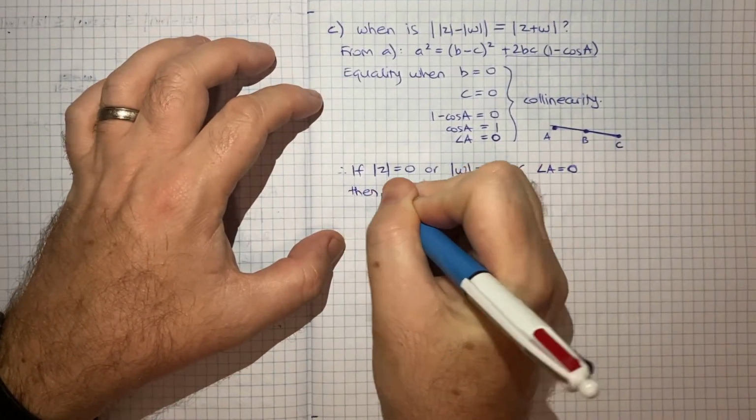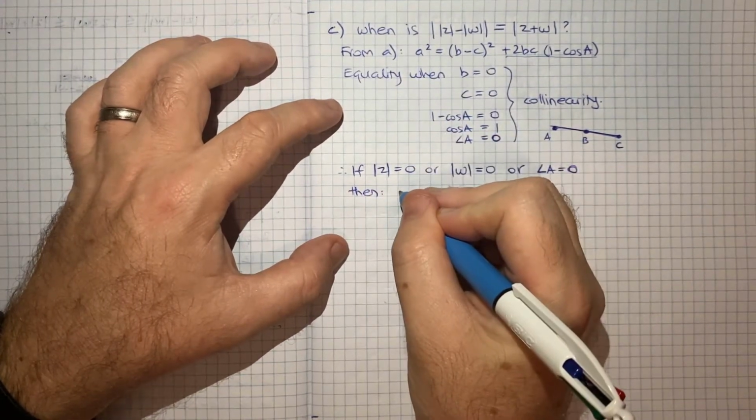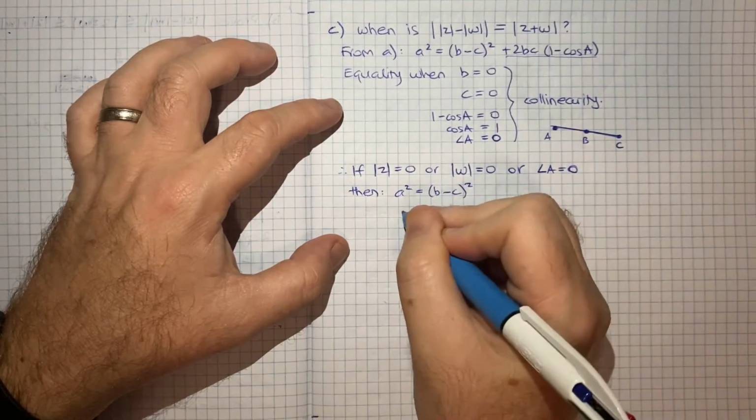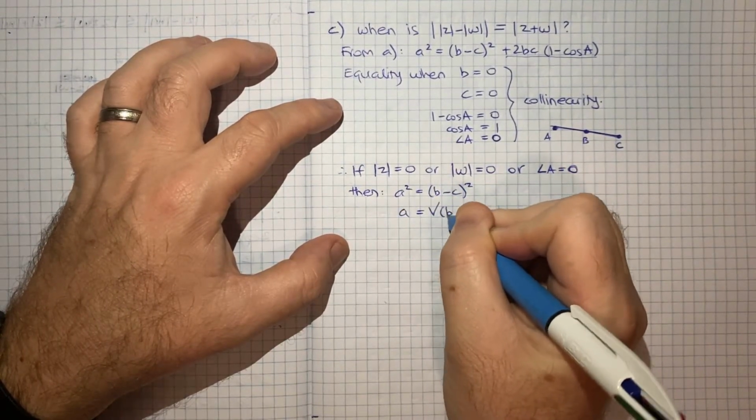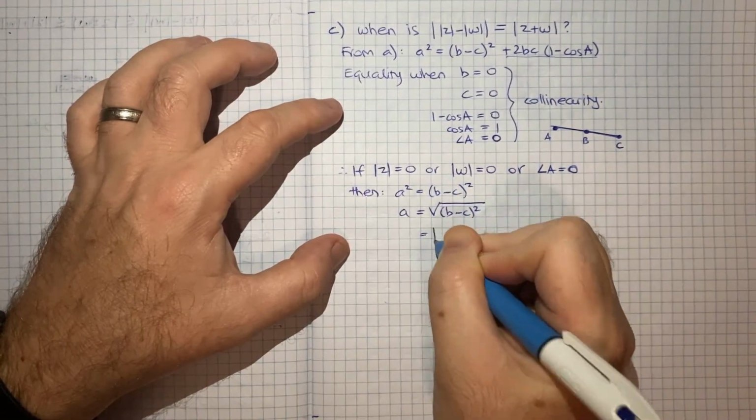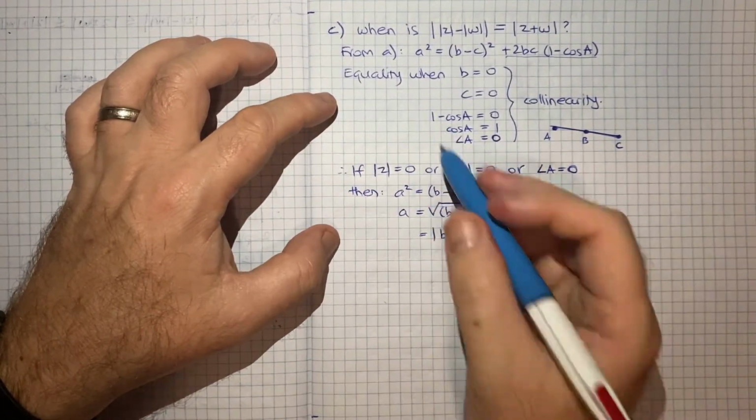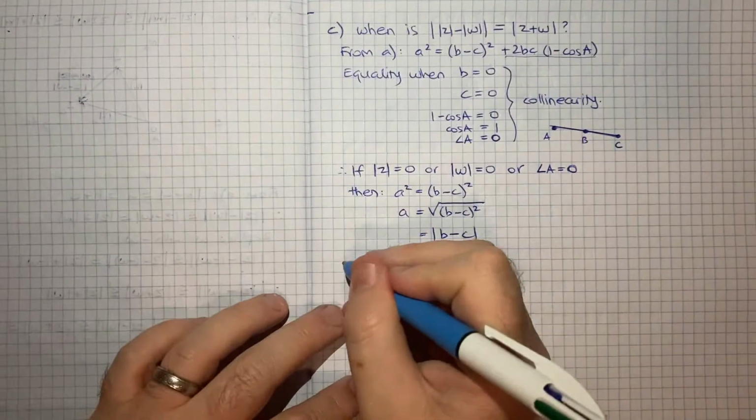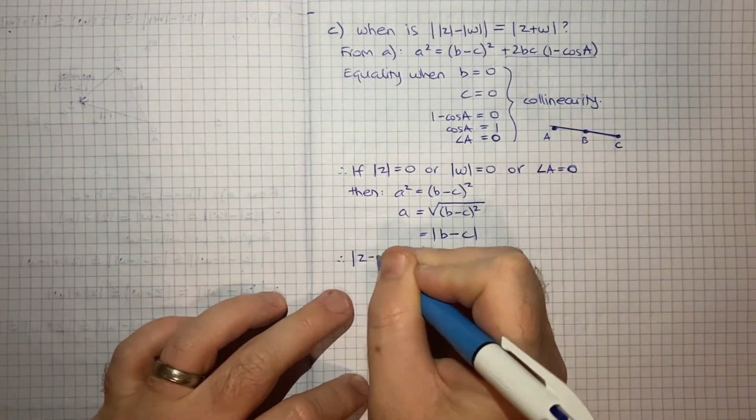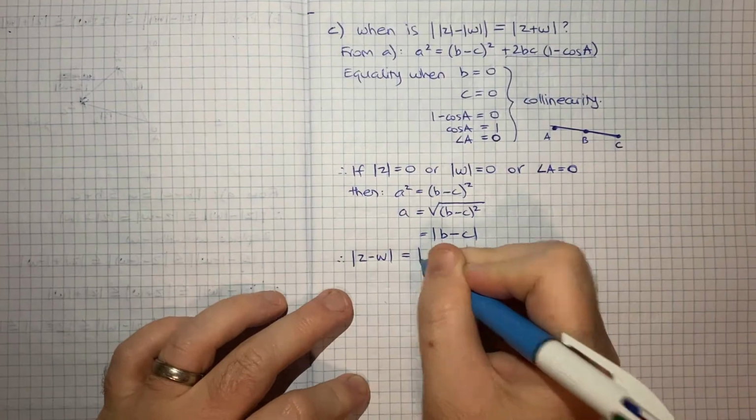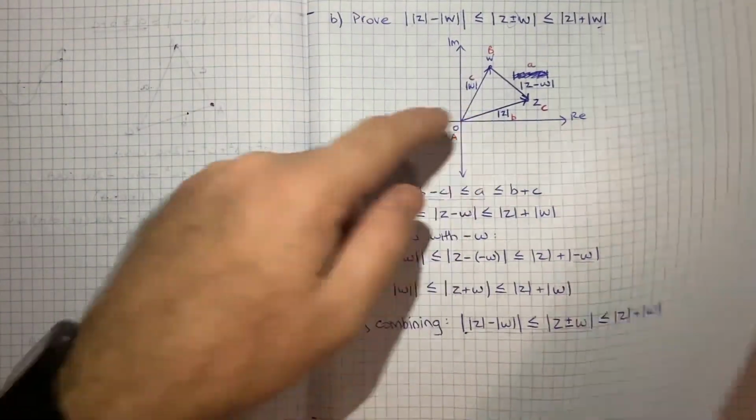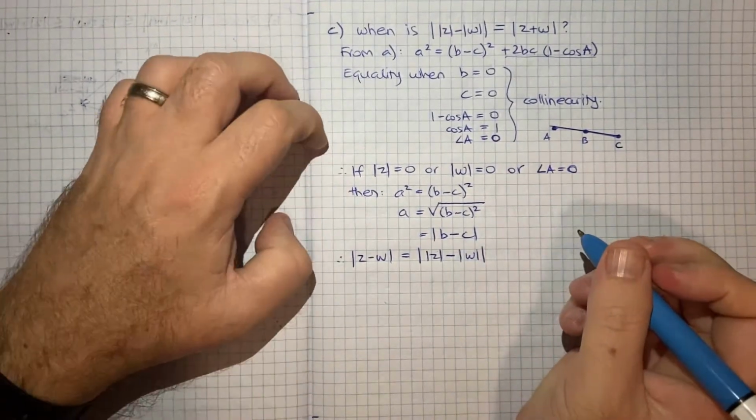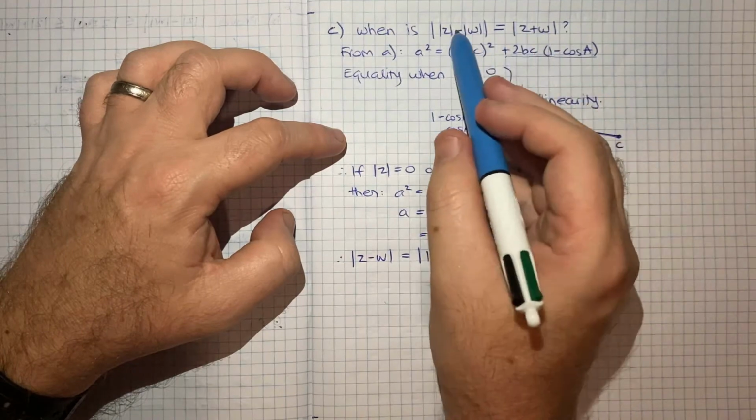Then what would we get? We'd have A squared equals B minus C squared, or in other words, A is equal to the square root of B minus C squared, which is equal to mod B minus C. And inserting A, you'd have mod of Z minus W equals magnitude of Z minus magnitude of W, which is close but not exactly what we want.